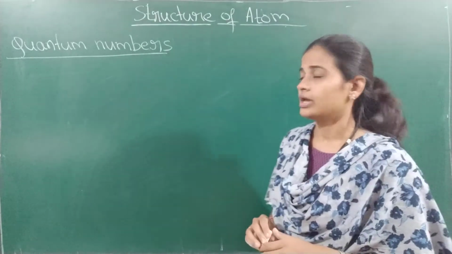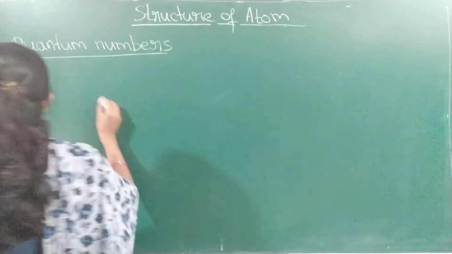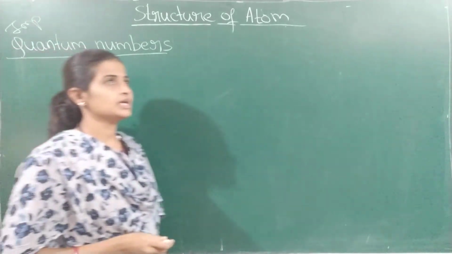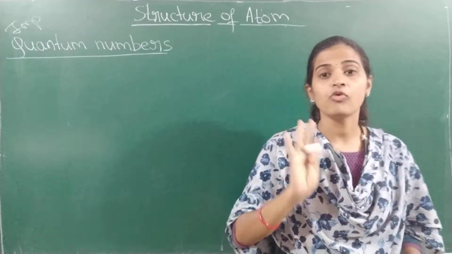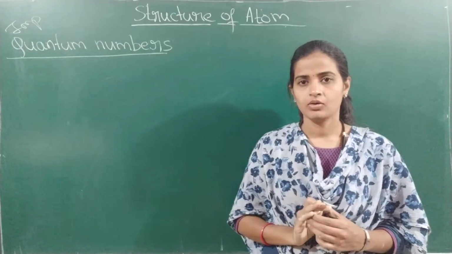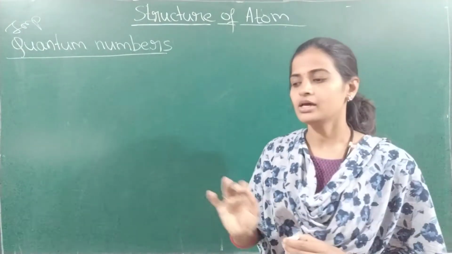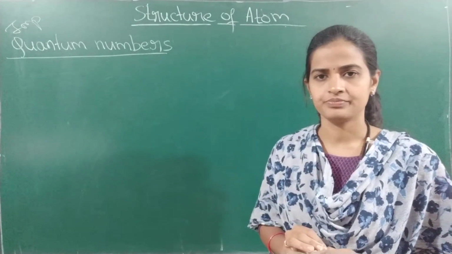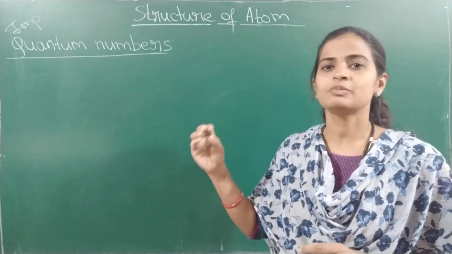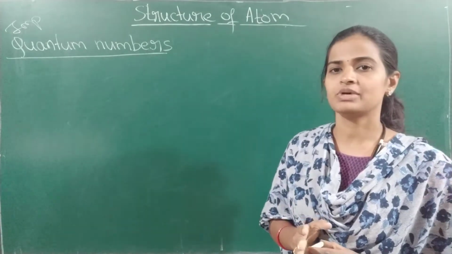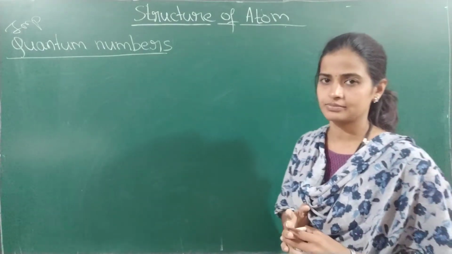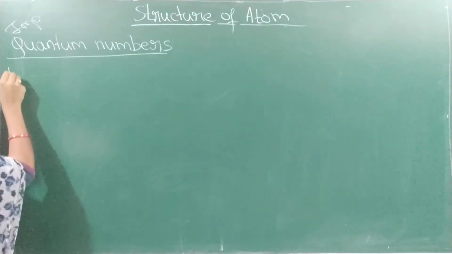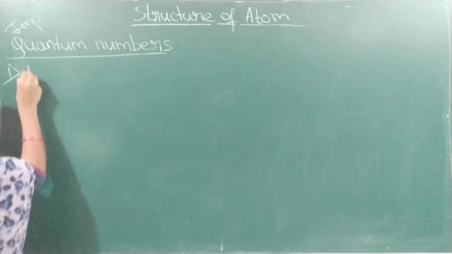Mark quantum numbers as important. In a previous exam, they once asked a 4 marks question like: write a note on quantum numbers, or explain quantum numbers. There are 4 quantum numbers, so it was asked for 4 marks. What are those 4 quantum numbers? First one is principal.